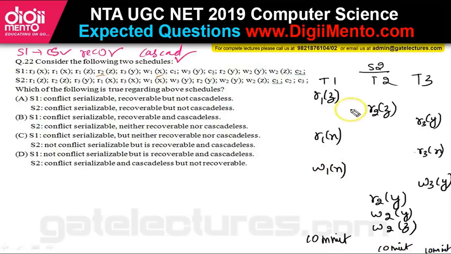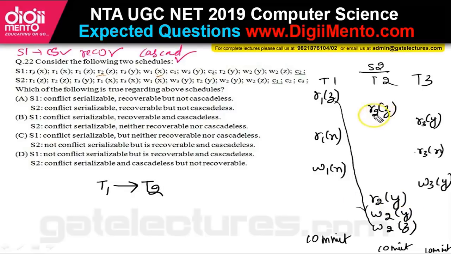Okay, so let's see what changes it makes. Let's begin from T1. It is performing a read operation on Z. Is there any problem? Yes, the problem is between these two, because one is performing read and R2 is performing write operation. So it says T1 must be done before T2. Okay, yes, this was the problem.